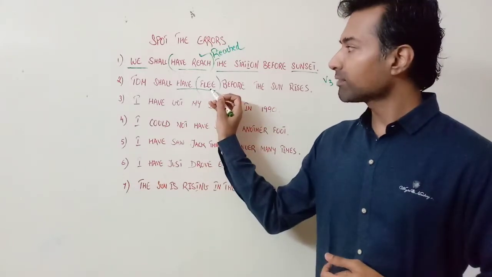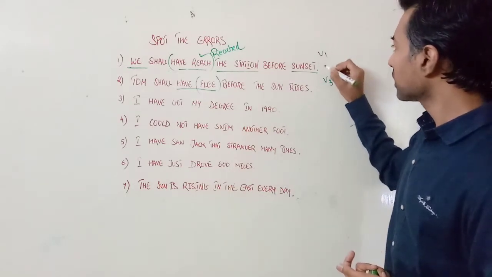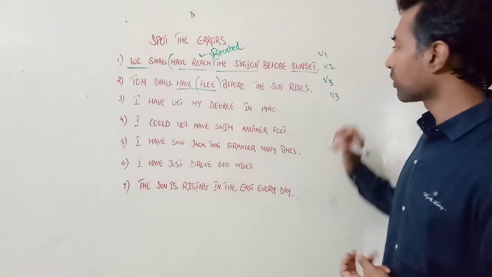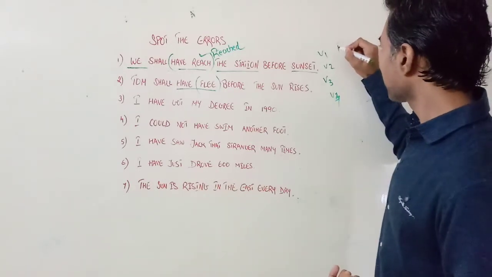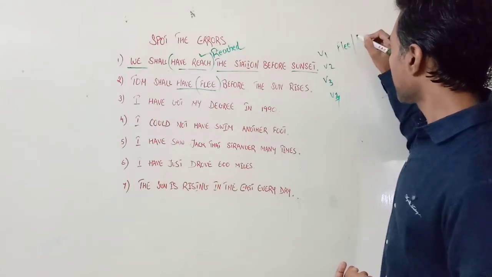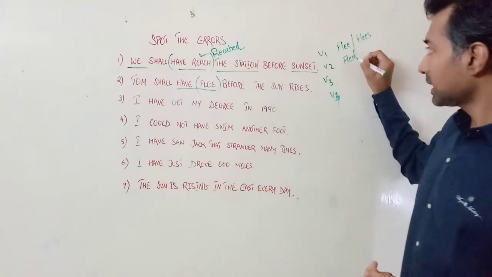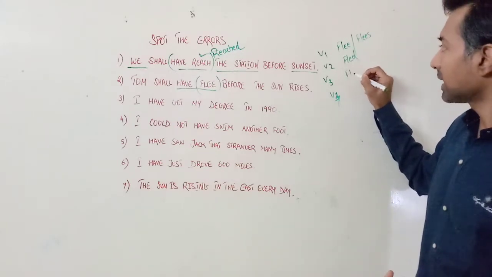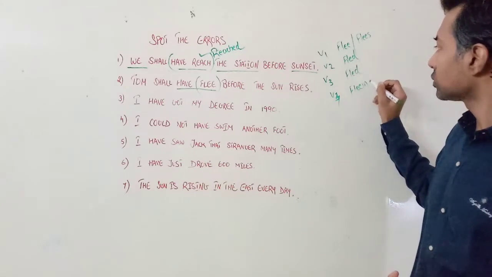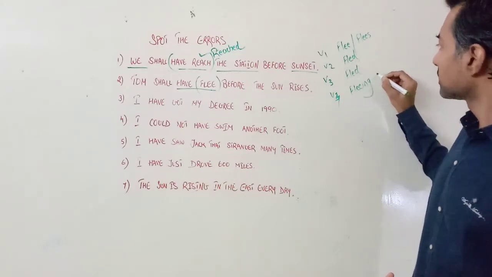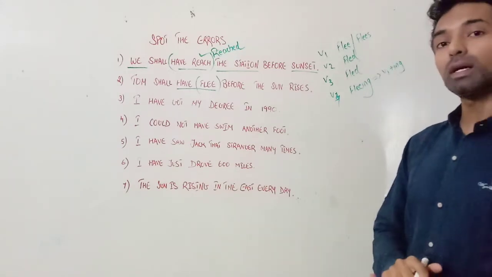So logically, the forms V1, V2, V3 and V4 would be: flee or flees, the second form fled, the third form fled, and the fourth form fleeing. This is exactly similar to V1 plus ing. That is how we need to work it out.